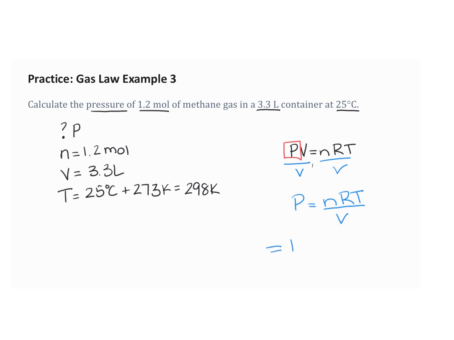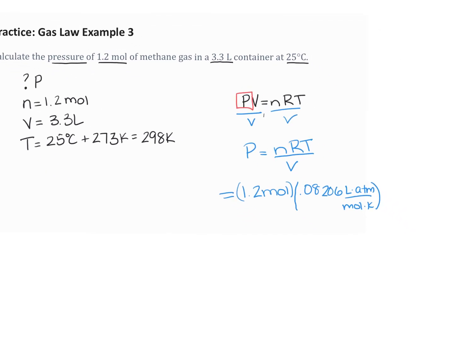And so that gives us 1.2 moles. And we're going to have the gas law constant here. You do not have to memorize this. It will be given to you. Times the temperature, which is 298 Kelvin, over the volume here, which is 3.3 liters.